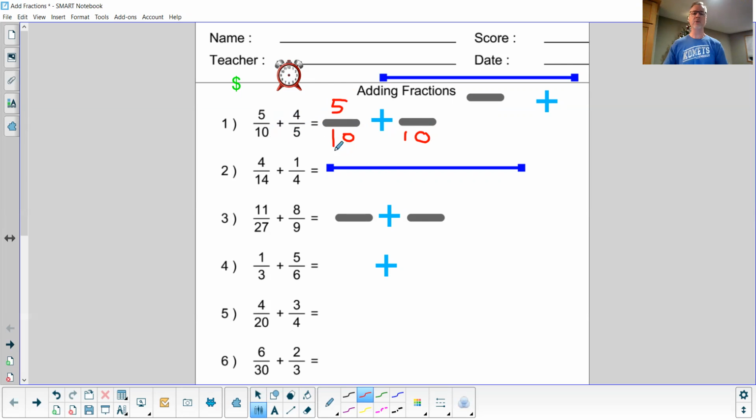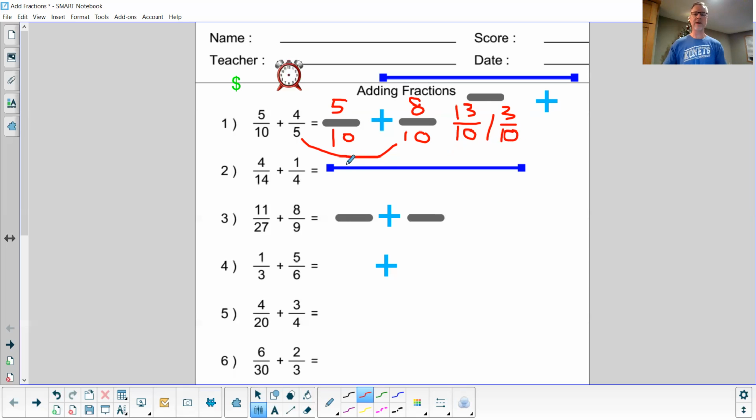5 times 2 gives me 10, so that means 4 times 2 gives me 8. So we have 13/10, which is improper, as you all remember. So if we have 13/10, that means I have 13 slices of pizza that are all 1/10 in size, but I need to make full pizzas. So 10 fits into 13 once, so I have one full pizza made of tenths, and I have 3/10 left over.